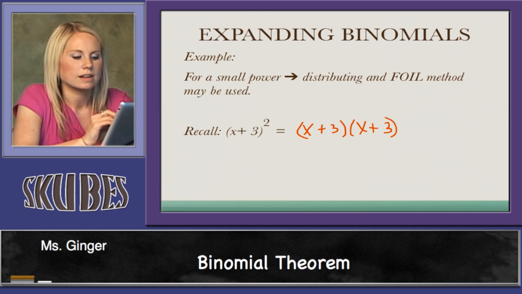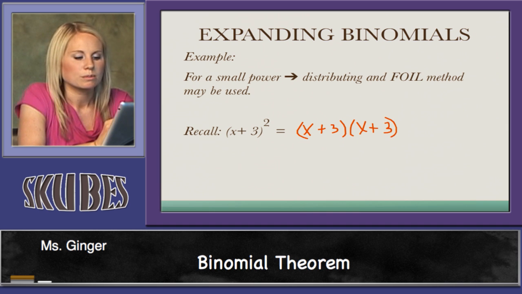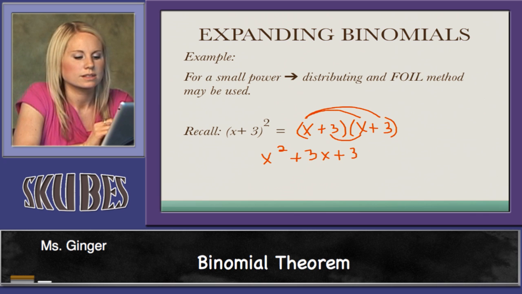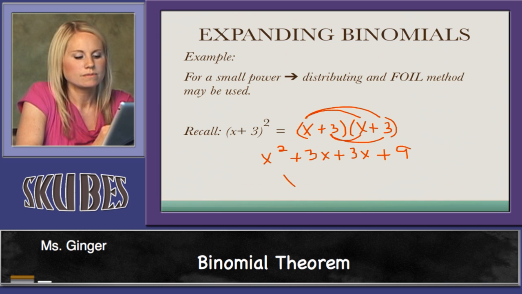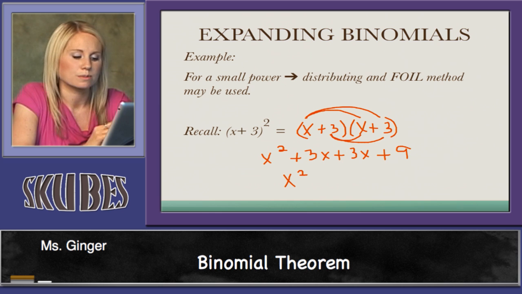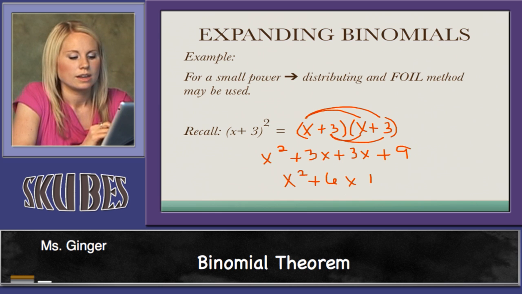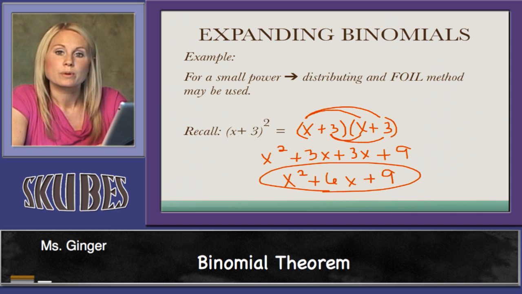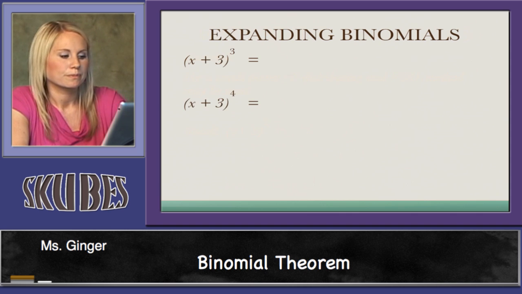What that means is that I've got two of them, so I'm going to need to multiply the first two terms, which gives me x squared, the outer two, 3x, the inner two, another 3x, and then the last terms, which gives me 9. Simplifying, I would put my two x terms together and end with this expression. Pretty simple when there's only two of them.